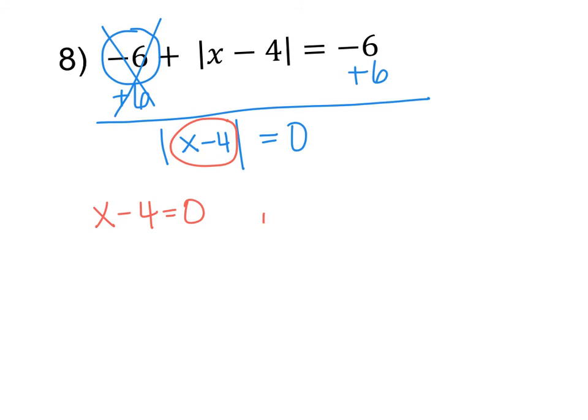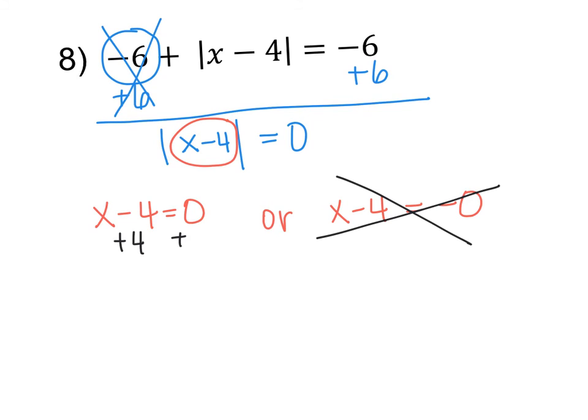We should write, or that same stuff inside, x minus 4 equals negative 0. But in this case, this is just the same equation because negative 0 is 0, so we don't have to write it. But if it was a different number and not 0, we'd want to write both. So let's just solve this guy by adding 4 to both sides. Your final answer is that x equals 4.